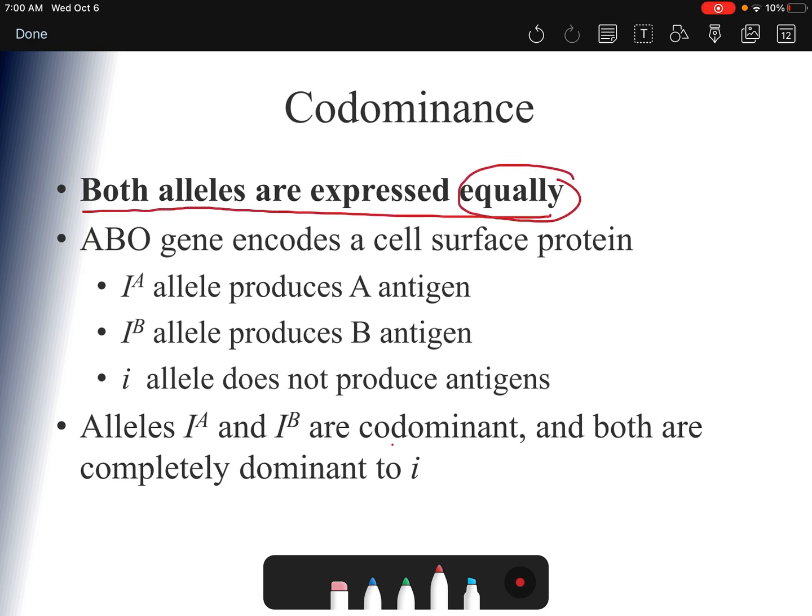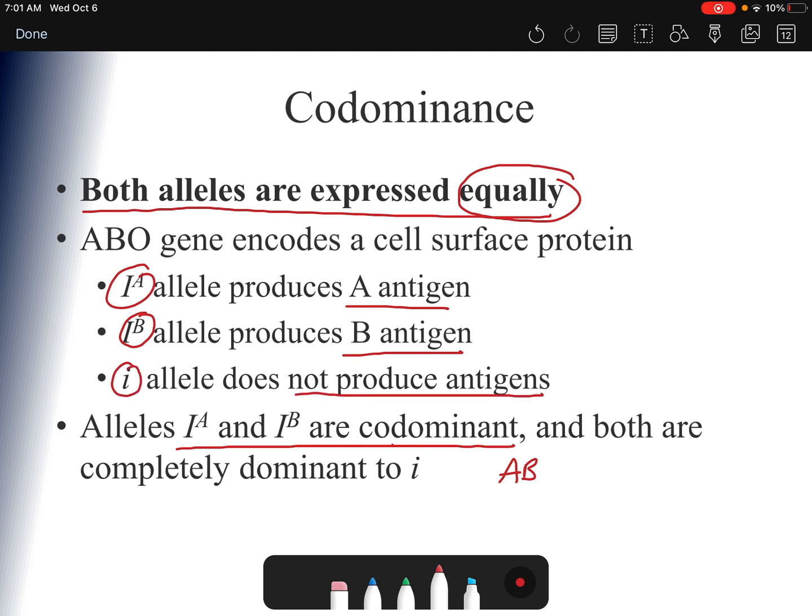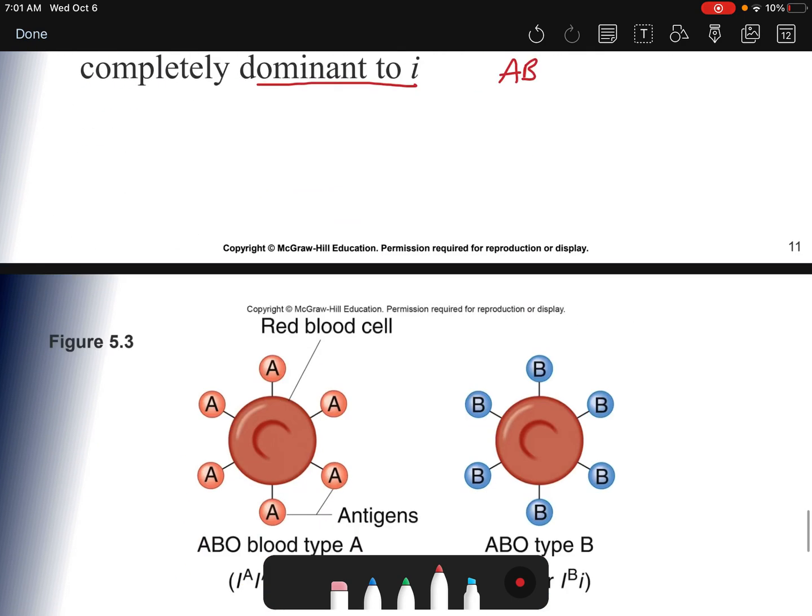Codominance is when both alleles are expressed equally. So they're both going to show up. So again, thinking with blood types, the IA allele that produces the A antigen on your red blood cells and the IB that produces the B antigen on your red blood cells, they are codominant. So if you inherit both of those, you're going to have type AB blood because you're going to get equally both of them. The lowercase i does not produce any antigens, so there'll be nothing on your red blood cells. The reason I capitalize these I's is because IA and IB are dominant to i, the lowercase i, but they are codominant with each other.